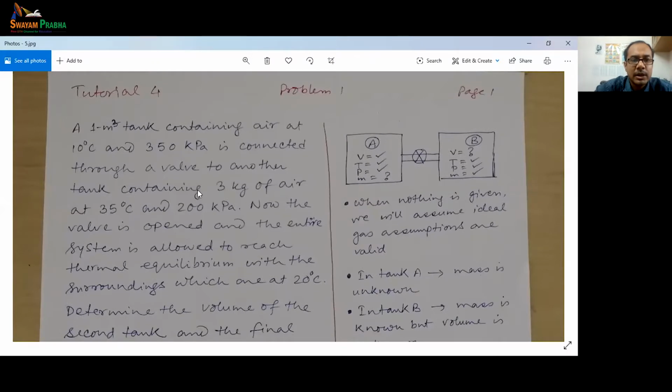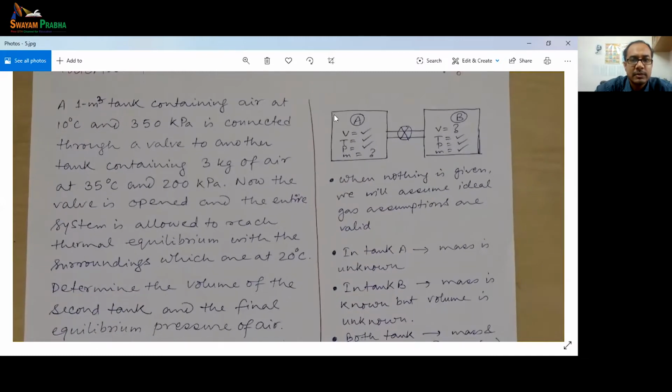So a 1 meter cube tank containing air at 10 degrees centigrade and 350 kPa is connected through a valve to another tank. So on the right hand side of the screen, you can see that there are 2 tanks. The first one is connected to the second one, and there is a valve which is keeping them from mixing. Okay, so that particular tank is connected through a valve to another tank containing 3 kg of air at 35 degrees centigrade and 200 kPa.